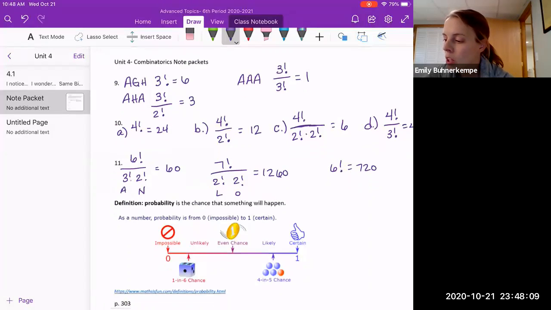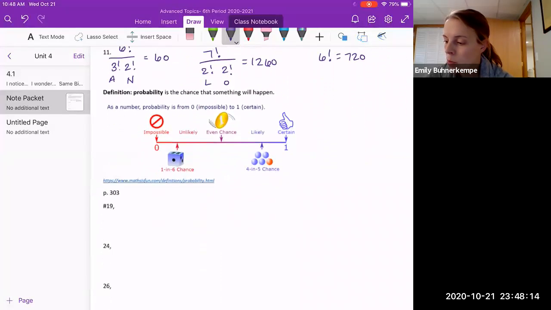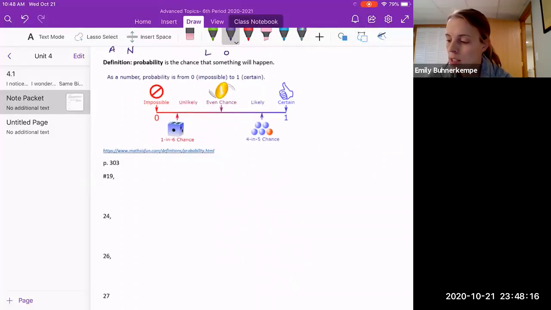The next example we're going to look at has to do with a little bit of probability. So probability, by definition, is the chance that something is going to happen. It's always a number between 0 and 1. 0 means it's impossible. 1 means it's certain. You can see a visual there of some different examples. We're going to take a look at page 303, number 19 out of your textbook.